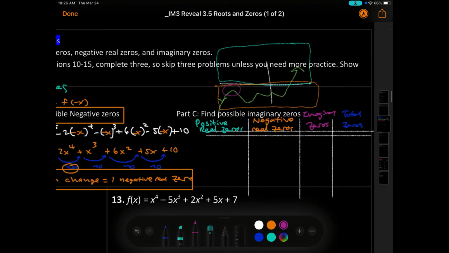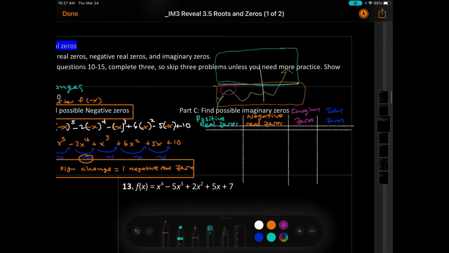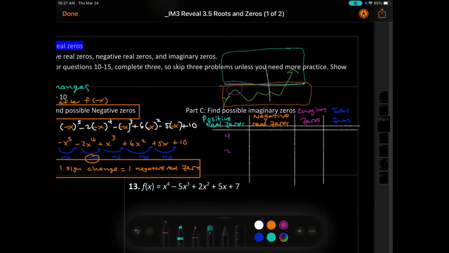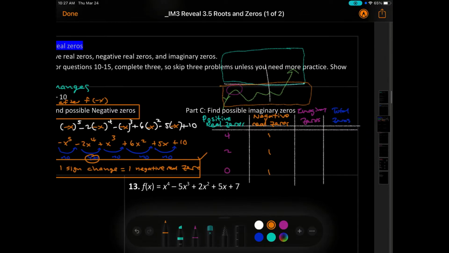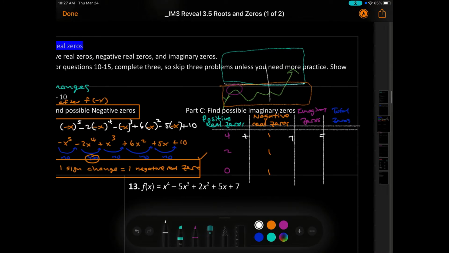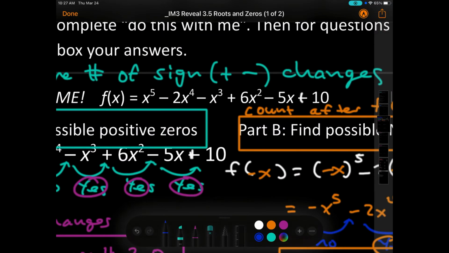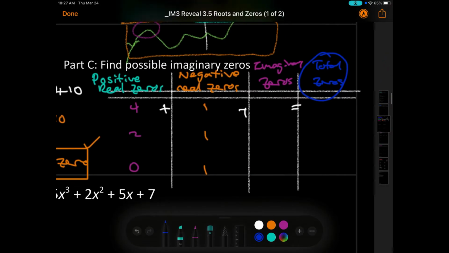All right. Let's put our puzzle pieces all together. So let's go back over here. We said 4, 2, 0. Okay. We have 4, 2, and 0. And then we said we had 1 negative real zero. Okay. So we just have to do some easy math operations here. 4 plus 1 plus something equals, well, the total zeros comes from this one, the highest degree, which is a 5. So these will always be equal to a 5.